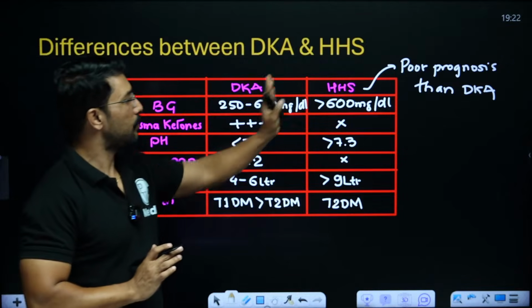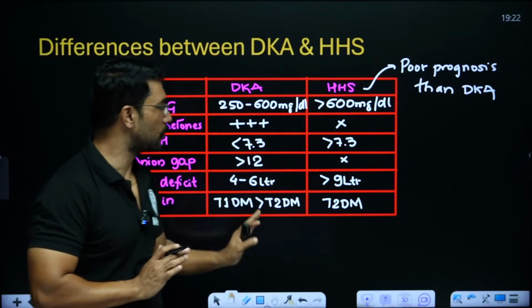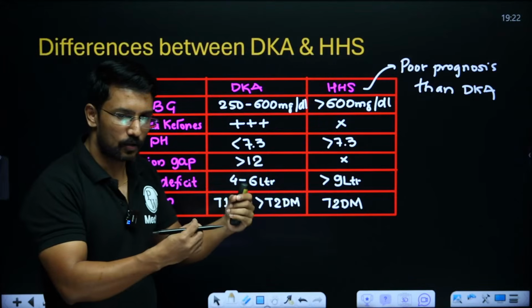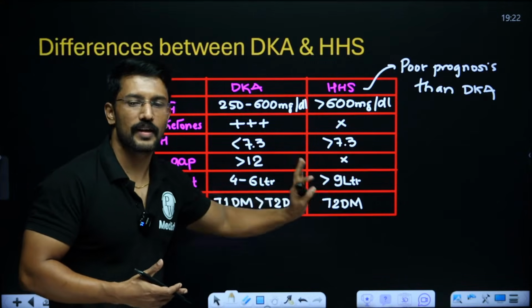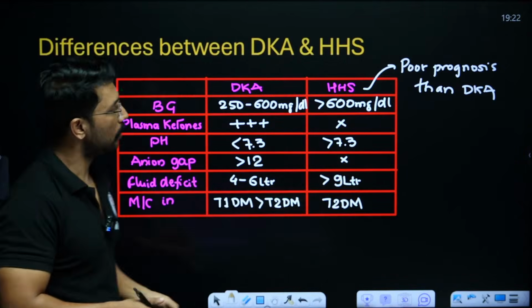Simple reason, they present late because they don't have the acidotic symptoms. So they present late to the hospital. By the time they have presented, sugars are quite high. They have lost so much fluid and they generally end up in hypotension or shock.